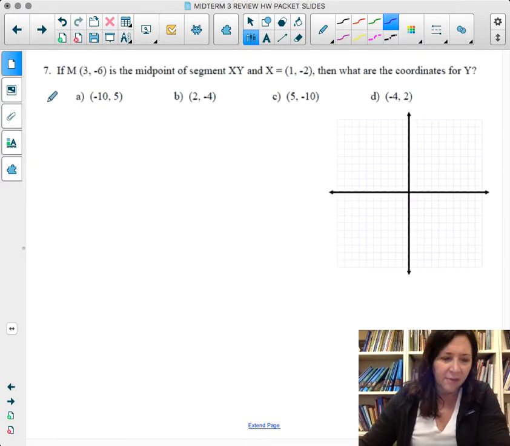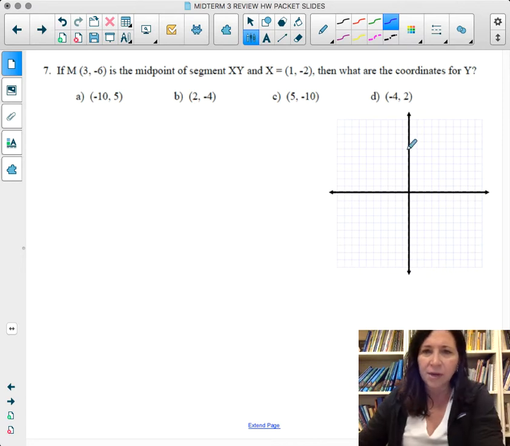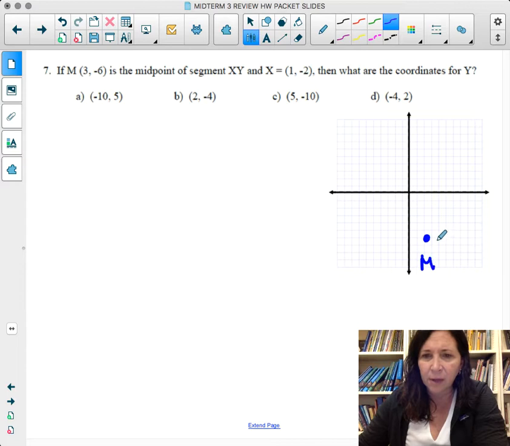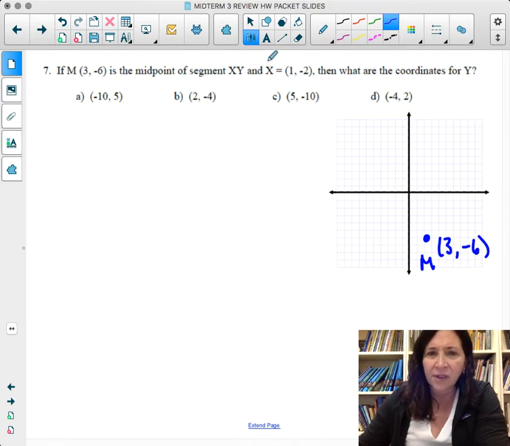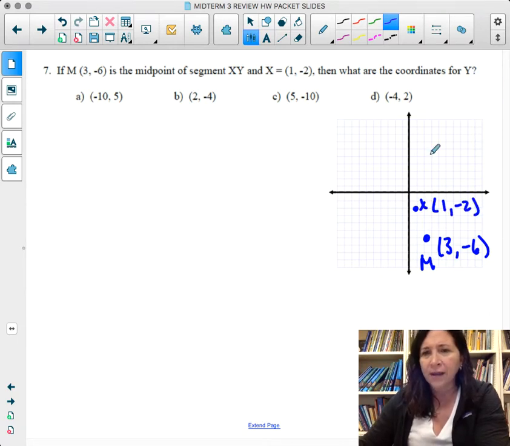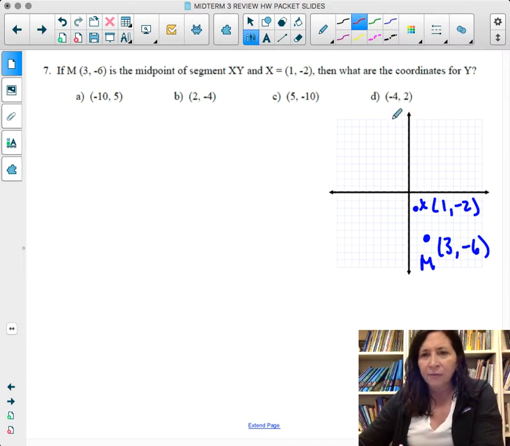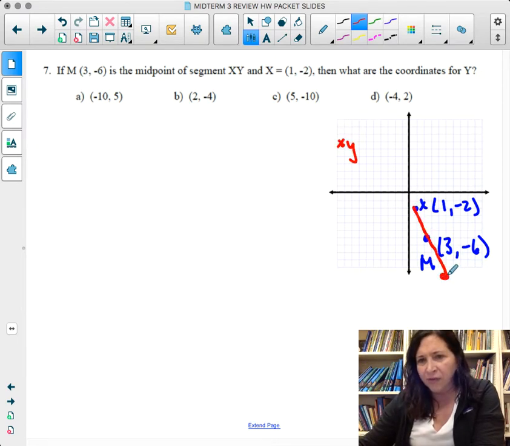The next problem says if M is the midpoint at 3, negative 6. So we have over 3, down 6. So there's my midpoint, 3, negative 6. Of a segment XY, X is 1, negative 2. So here's X at 1, negative 2. What are the coordinates for Y? Now, I always like to graph these because I'm a little bit more visual. If my line segment is XY, then this is X. Y has to be over on this side somewhere.